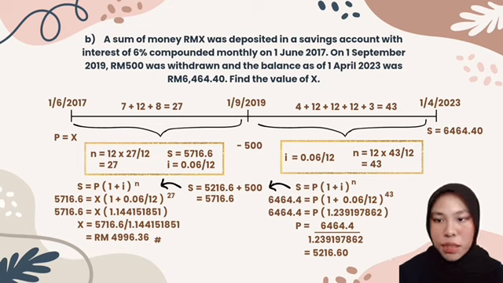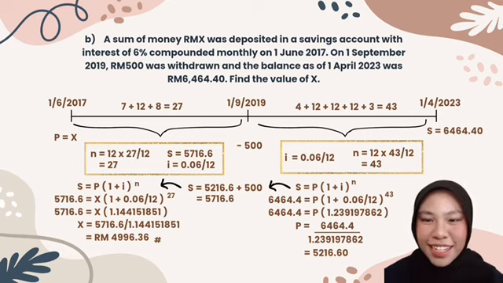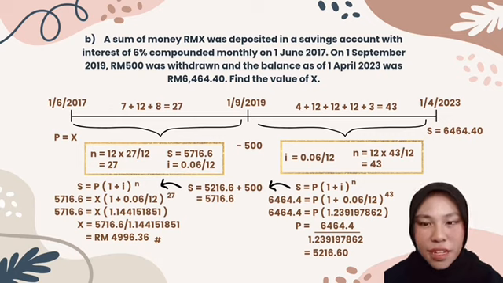And then using the formula of compound interest, we substitute the formula with the information, and then using the calculator, we get 5,260 ringgit 60 cents. We need to add 500 to the P of the second term in order to get the S for the first term. We need to add 500 because there's a transaction that happened on the 1st of September 2019, where 500 ringgit was withdrawn. So we need to add 500 first so that we get the new S for the first term.